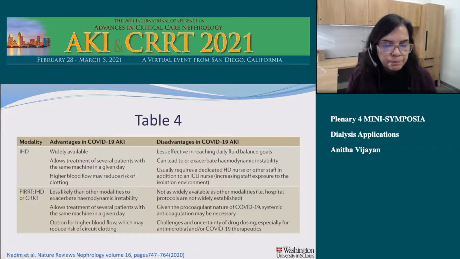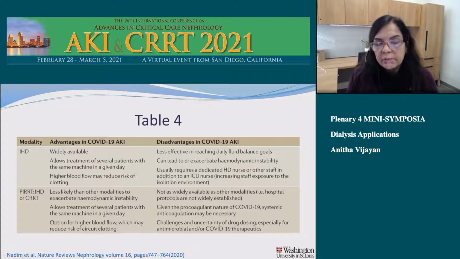for those patients. What about PIRRT, whether you provide it with a hemodialysis machine or a CRRT machine? Again, it's probably equivalent to CRRT as far as use in hemodynamically unstable patients. The biggest advantage is that it allows the use of a single CRRT machine for up to 3 patients per day, depending on how good you are at turning over the equipment. And for PIRRT, you can have a higher blood flow compared to CRRT, and this may reduce the risk for filter clotting.